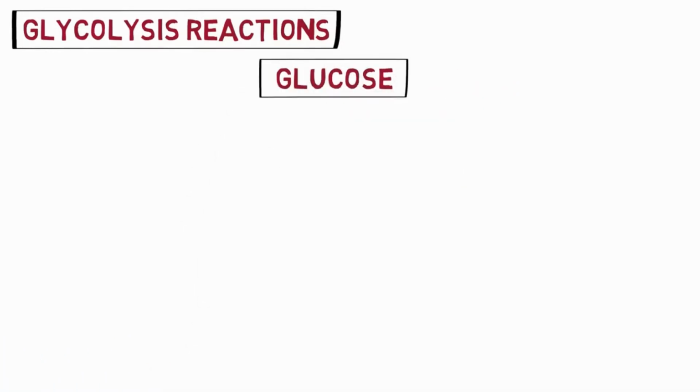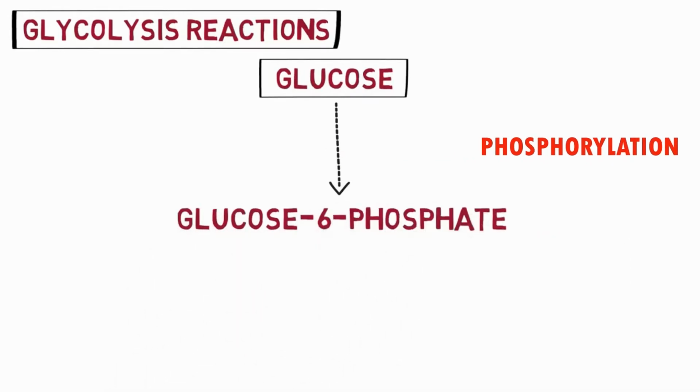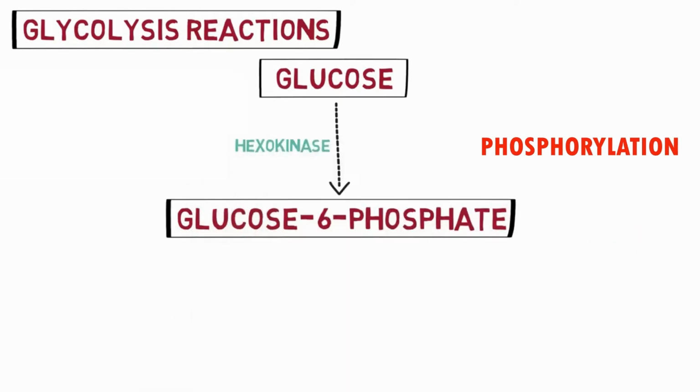So it all begins with a molecule of glucose that enters the cytosol. The first reaction that takes place is phosphorylation, in which glucose is converted into glucose 6-phosphate. The enzyme that catalyzes this reaction is called hexokinase. Hexokinase transfers a phosphate group from ATP to the glucose. In this reaction, ATP is converted into ADP, hence it utilizes one molecule of ATP. This phosphorylation makes glucose more chemically reactive.